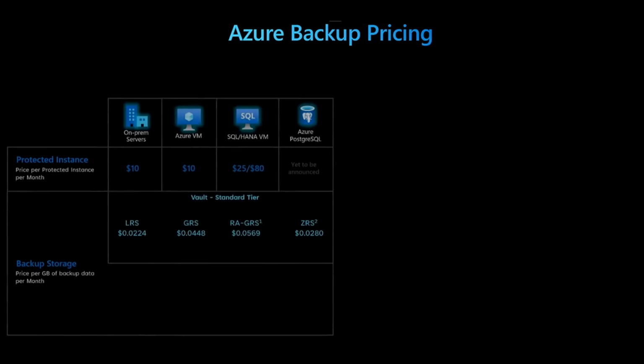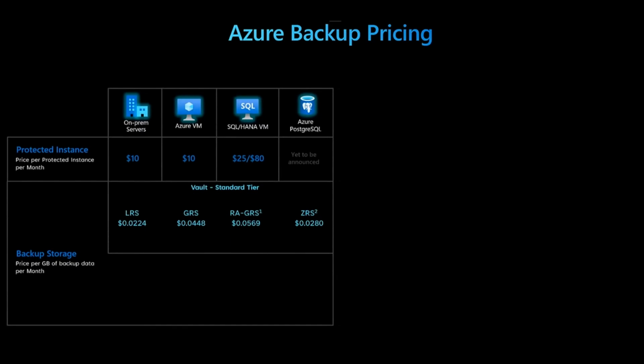Now let's look at the second component, the backup storage. With the recent changes, backup storage has two tiers, the standard tier and the archive tier. In the standard tier, you can choose the availability of your backup data across a variety of options. The default is GRS, and if you enable cross-region restore, or CRR, Microsoft will automatically upgrade it to RAGRS, or Read Access Geo-Redundant Storage.